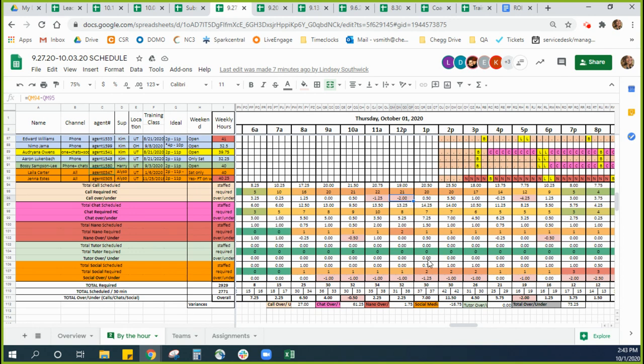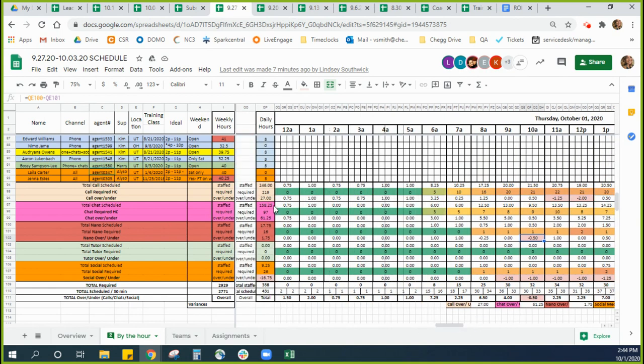And it's conditioned so that it's always going to be red if we're under by more than 30 minutes. So here you can see we're under by half an hour. Here we're under by a quarter of an hour, which is about 15 minutes. So it doesn't show up red, but once it's about half an hour, it gets your attention. It will also show you the total hours per day if you need it.